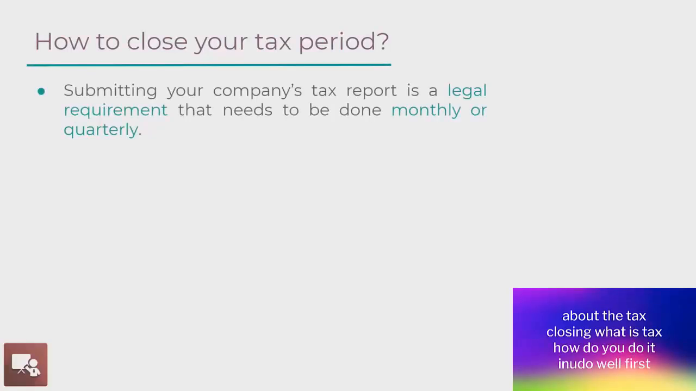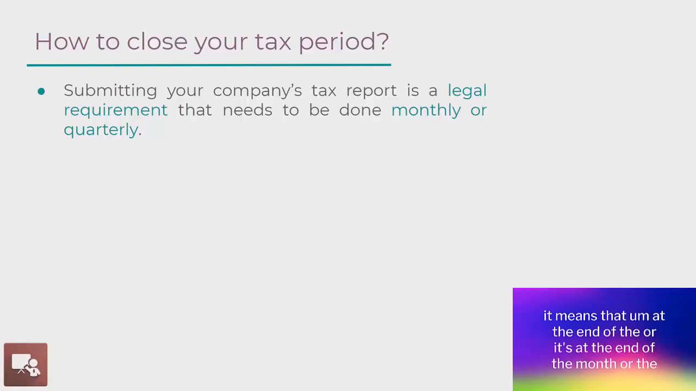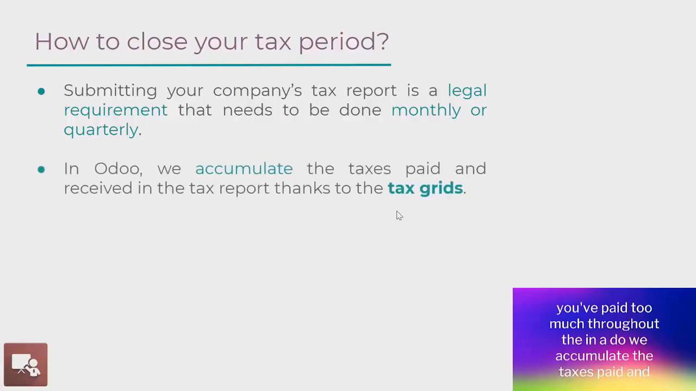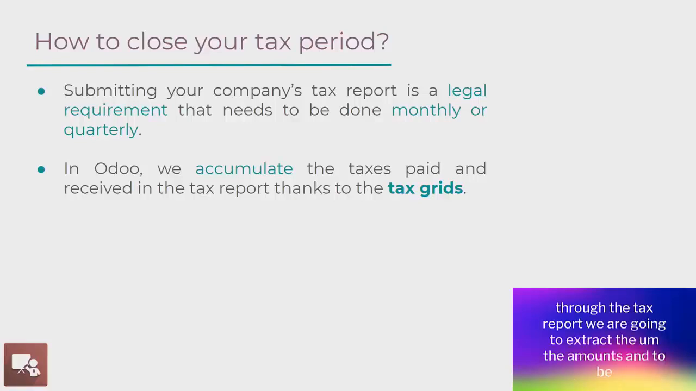About the tax closing, what is tax closing and how do you do it in Odoo? First, as a company, you need to submit your tax requirement and it needs to be done at the end of the month or the end of the quarter. You need to make the sum of all the taxes that you've recorded through your customer invoices and through your vendor bills, and see if you owe more tax to the government or if indeed you've paid too much. Throughout the period, we accumulate the taxes paid and received thanks to the tax grids.